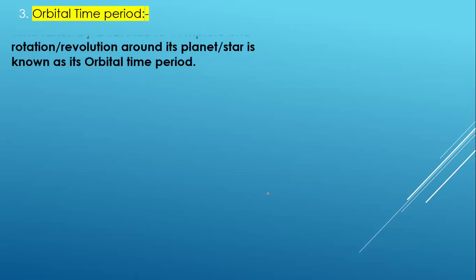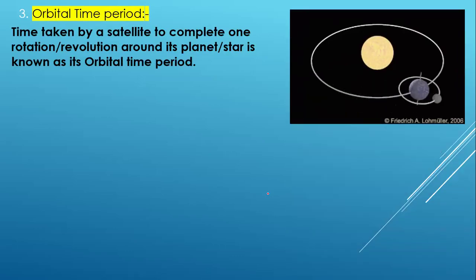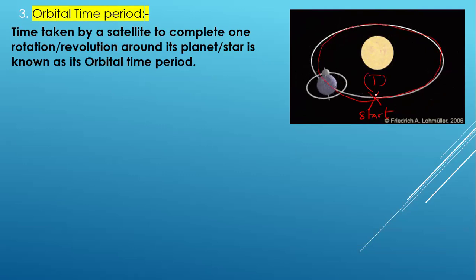Well, about the orbital time period, it is the time taken by a satellite to complete one rotation. Like you can see that if Earth or this planet starts from here, you start the timer and it is going around, and when it gets back to the same point over here, we will say this is the time period, the time taken by Earth to complete one rotation.